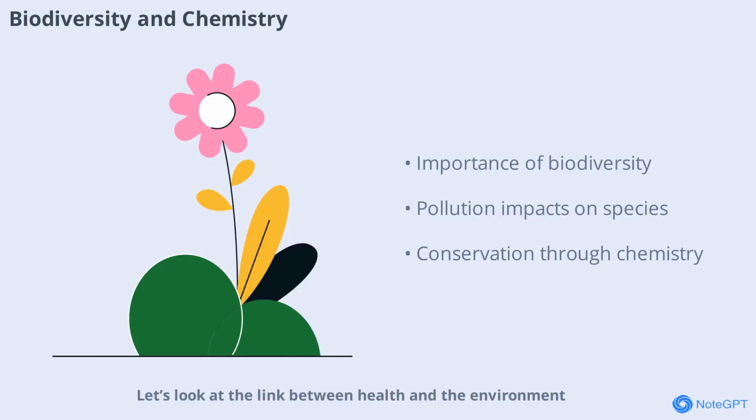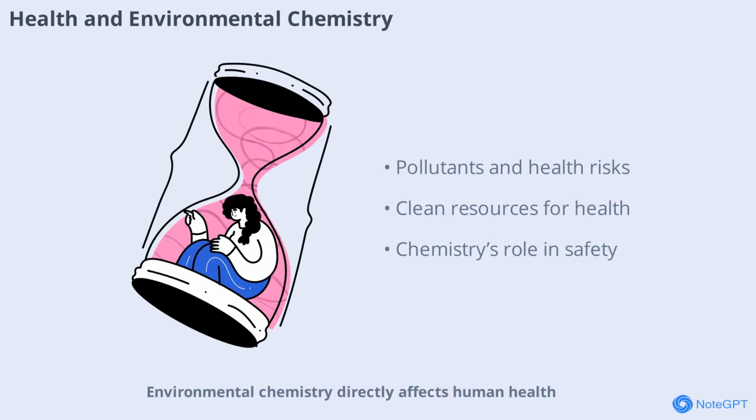Let's look at the link between health and the environment. Environmental chemistry directly affects human health. Exposure to pollutants can cause respiratory diseases, cancers, and developmental problems. Clean air, water, and soil are essential for healthy communities. Chemists work to identify and reduce health risks by studying how chemicals move through the environment and interact with living things. Public health and environmental protection go hand in hand.